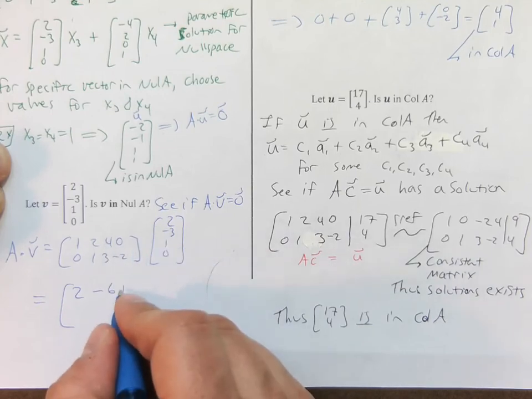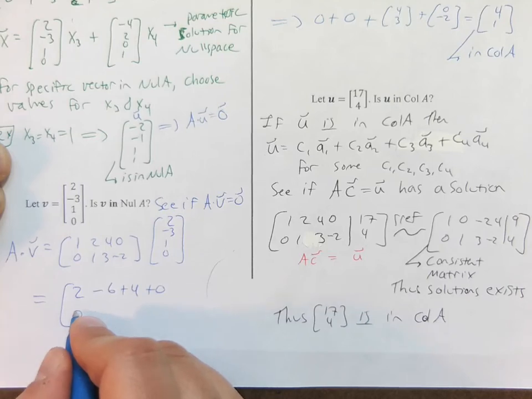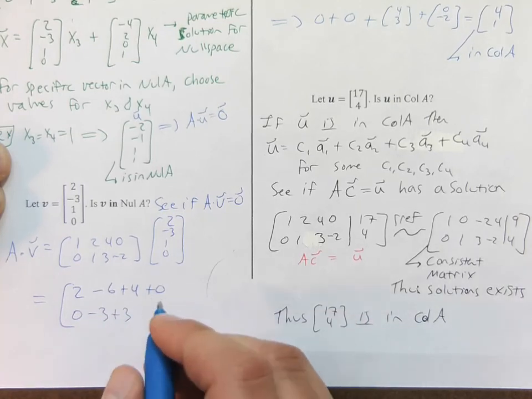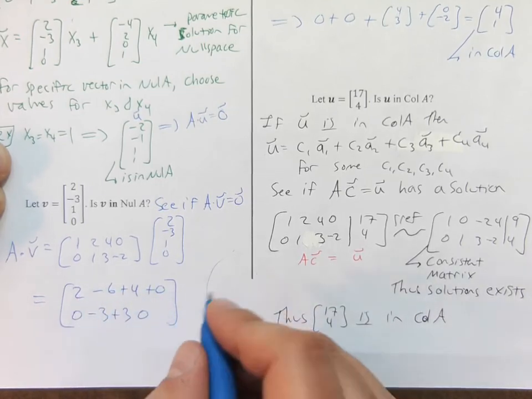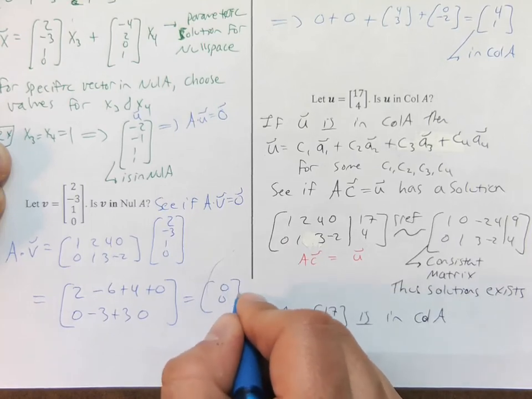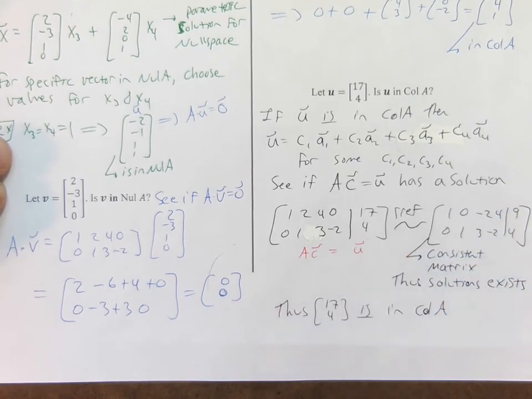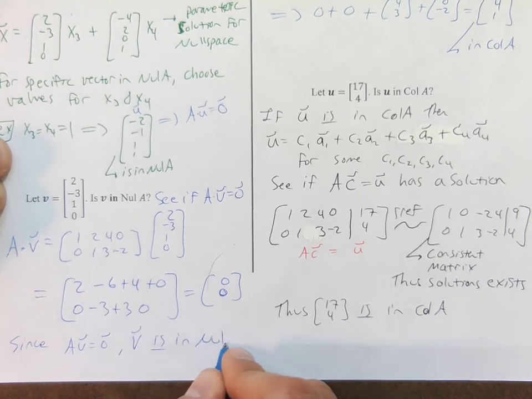We got 4 times 1, 0 times 0. And then we have 2 times 0, negative 3 times 1, 3 times 1, 0 times 0. And we see, when we add up the rows, we get 0, 0. And so V is in the null space because when you multiply it by A, you get the 0 matrix, right? So since AV equals 0, V is in the null space of A.